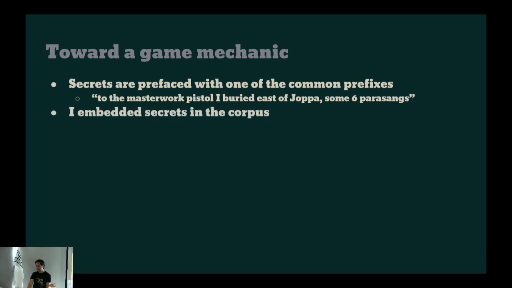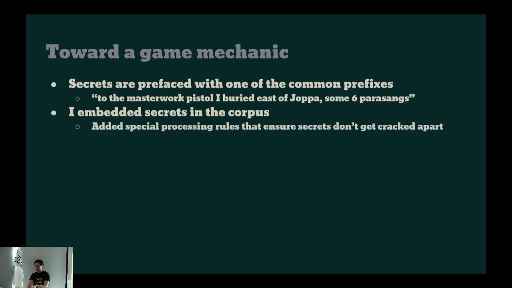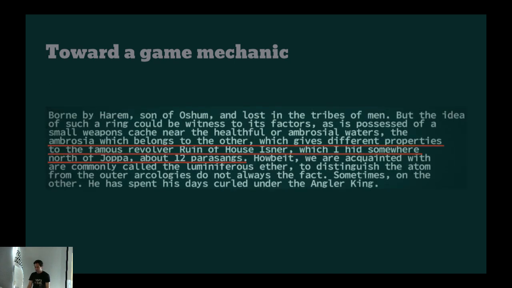Then I embedded the secrets in the corpus, and added some special processing rules so that when the chain is getting constructed, it doesn't crack these secrets apart into units of 2 words, and instead ingests them as a whole secret. So here's an example of the form it finally took. I'll just read the highlighted part: the ambrosia, which belongs to the other, which gives different properties to the famous revolver, ruin of House Eisner, which I hid somewhere north of Joppa, about 12 parasangs.